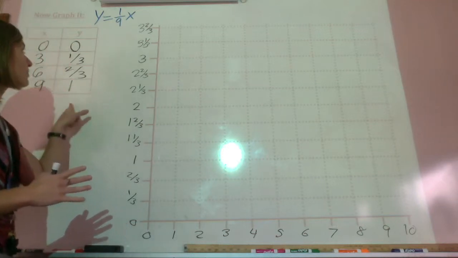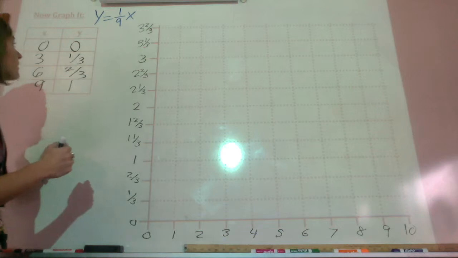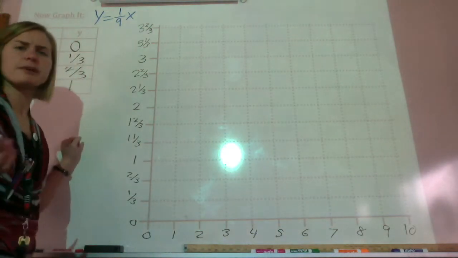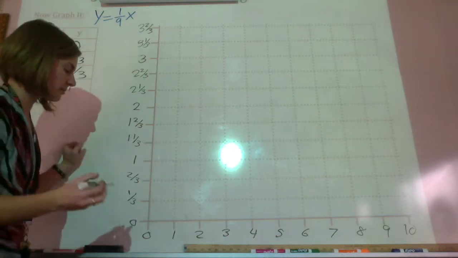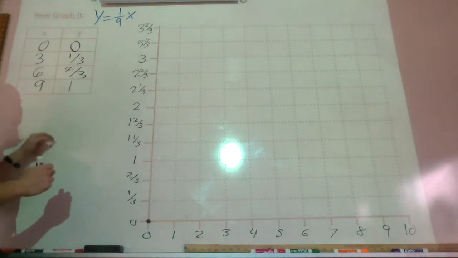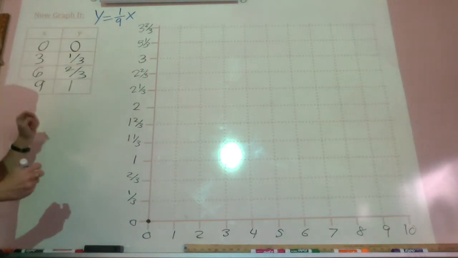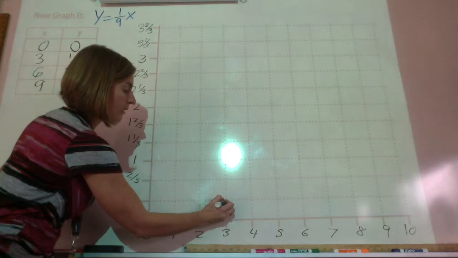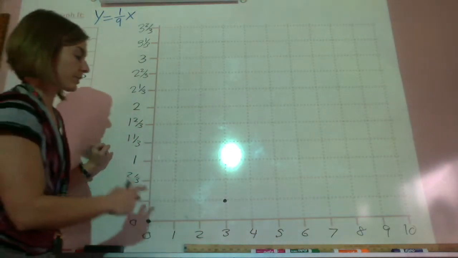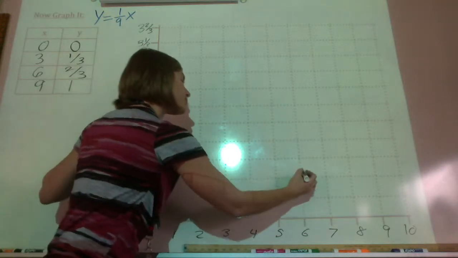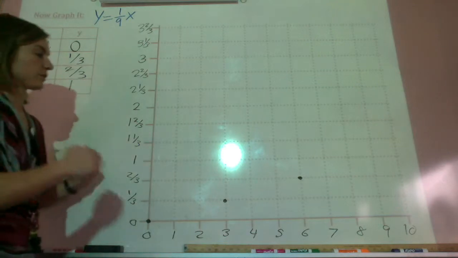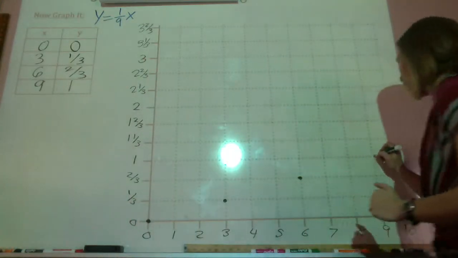So now we can take these numbers and put it in. So we have, the first one is 0, 0, which makes sense. If time hasn't started yet, she hasn't moved. So our very first point is 0, 0. Next, we have 3 and 1/3. So we're going to go over to 3 and then up to 1/3. Next, we have 6 and 2/3. So we're going to go over to 6 and then up to 2/3. And lastly, we have 9 and 1. So we're going to come over to 9 and then go up to 1.